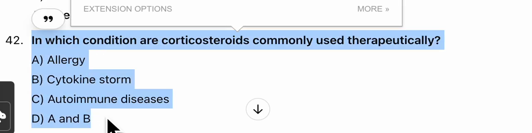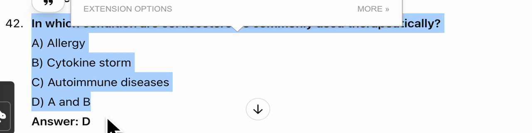In which condition are corticosteroids commonly used therapeutically? A. Allergy, B. Cytokine storm, C. Autoimmune diseases, D. A and B.